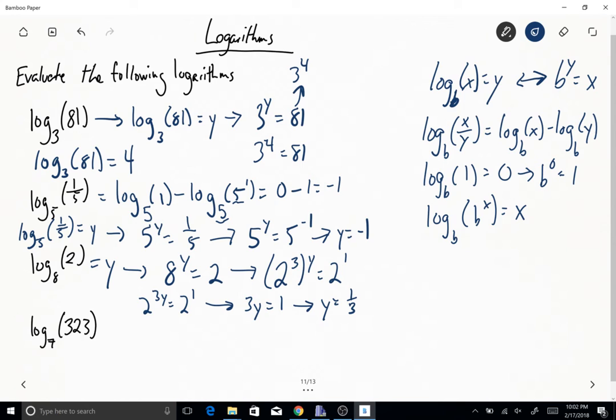And if you think about that, I'll just kind of explain what happened. The 1/3 power is a cube root. The cube root of 8 equals 2, and that's what's happened there. So log base 8 of 2 equals 1/3.